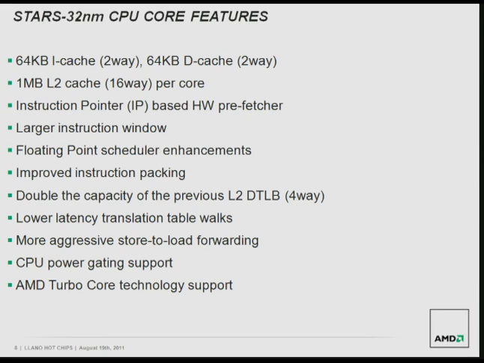All right, so getting into the CPU features, some of the IPC changes. We've introduced a 64K iCache as a two-way iCache, and a 64K dCache. We've increased the size of the L2, again a dedicated L2 per core, from 512K to 1 megabyte. We have an instruction pointer-based hardware prefetcher that I'm going to talk about in the next slide. Larger instruction window, similarly I'll talk about in the next slide. And we have a host of other improvements, including floating point scheduling enhancements, improved instruction packing, increasing the capacity of the L2 DTLB, lower latency translation table walks, more aggressive store-to-load forwarding. And then, very important for us for battery life, is the CPU parking support, and the AMD TurboCore technology support, which we'll be talking to in the latter half of the presentation.